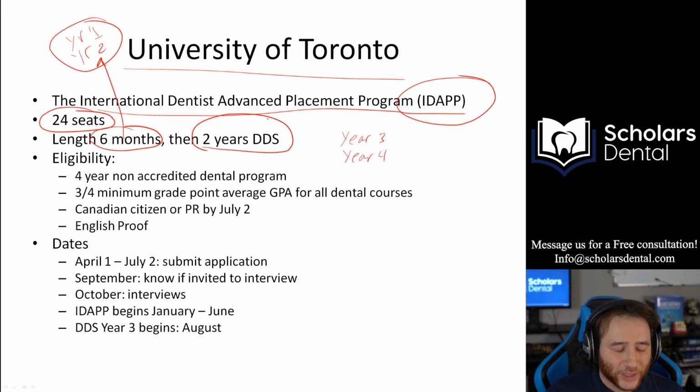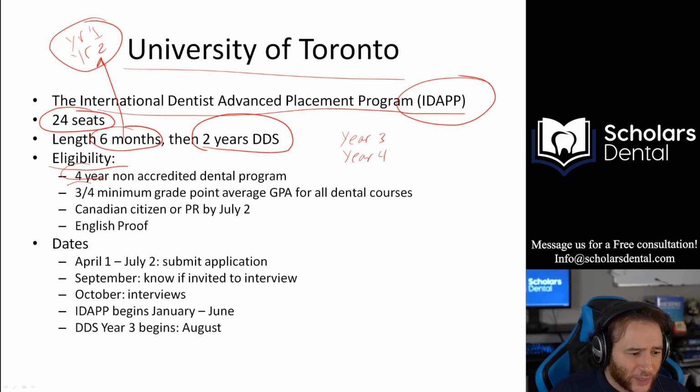We're not even talking about the application yet. Now, eligibility. Who's eligible? You have to be from a non-accredited dental program, like a 4-year one. That's pretty much the same for all universities. So I'm going to try to make it easier that way too, to let you know what's pretty much universal. So that's for any university.